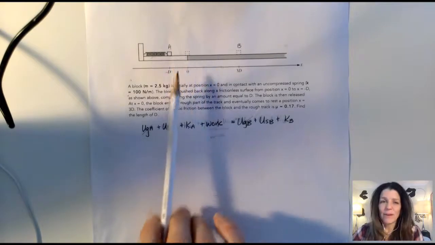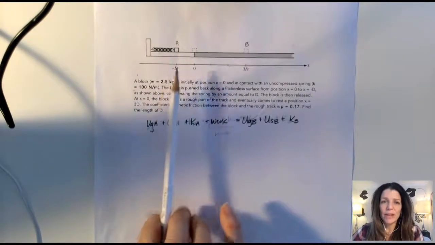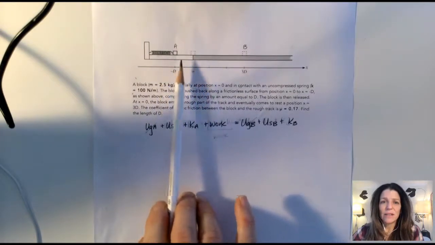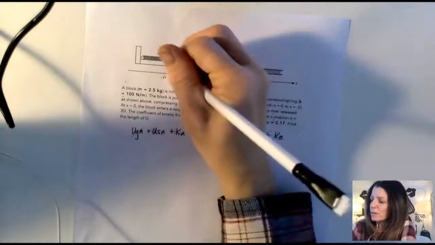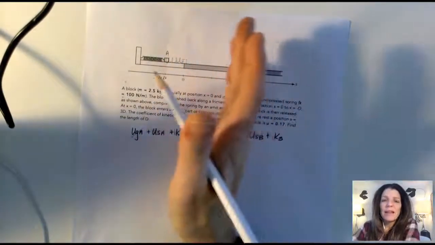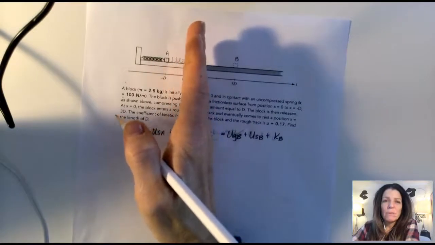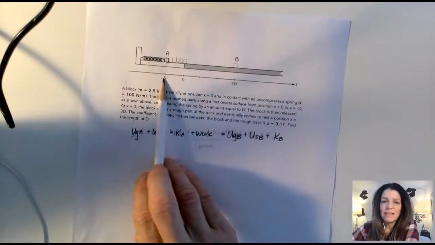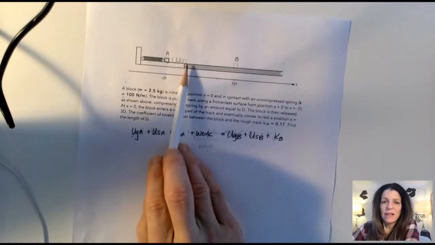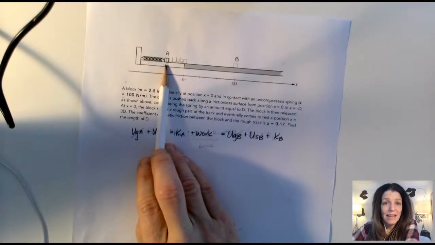Now this is a weird problem in general, so let's take a look at what's going on here. We have a block of mass 2.5 kilograms initially at position x equals 0, and that part isn't terribly important, and it's in contact with an uncompressed spring. So let's picture an uncompressed spring here, just resting. Now, to start the problem, I push the block back to point A, so I compress the spring a distance d. We can ignore the negative sign here. I compress it a distance d, and now I'm ready to go. So this is where the problem starts.